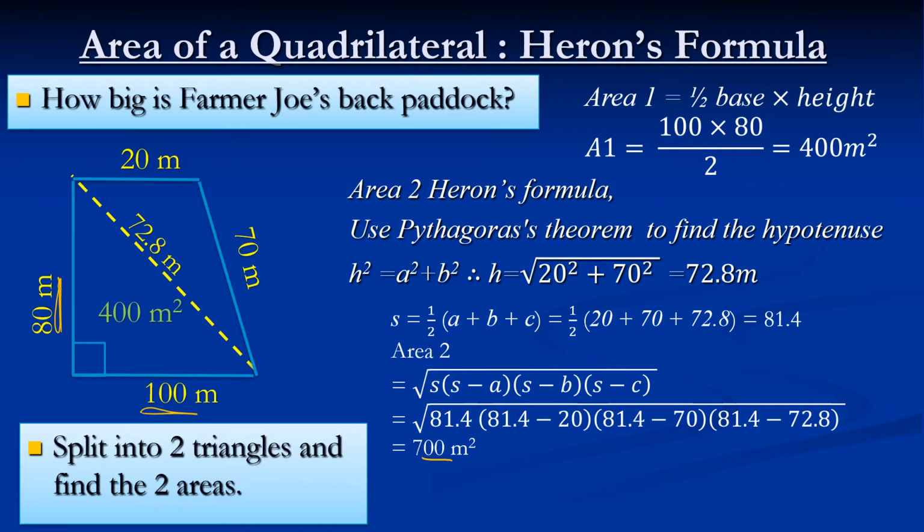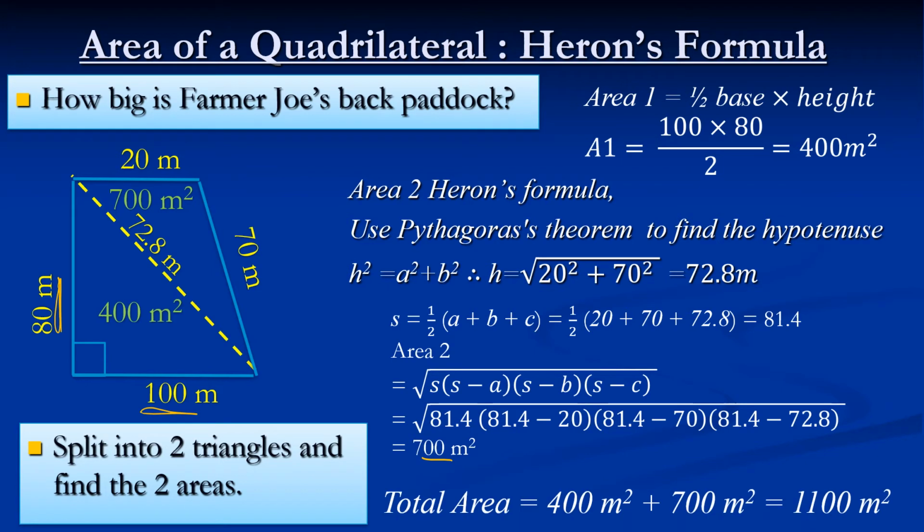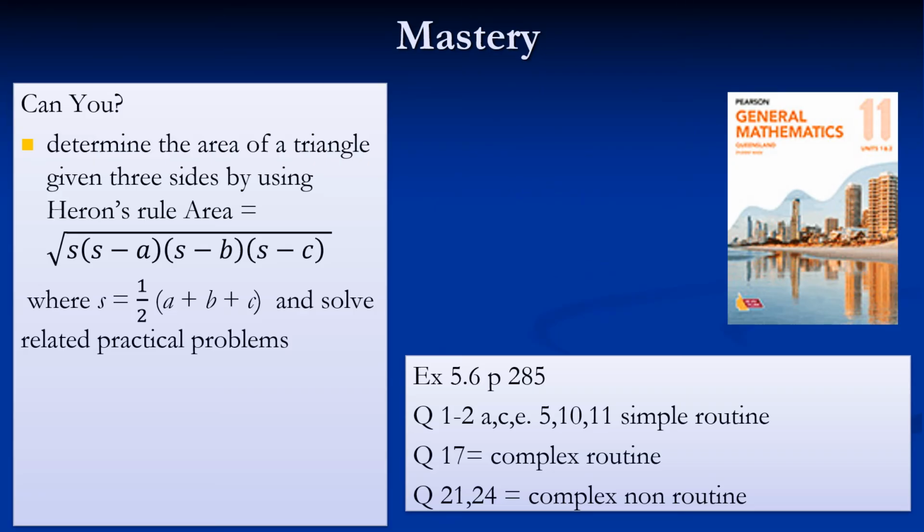Then we can just add those two areas together. The total area is 400 square meters plus 700 square meters, which is 1100 square meters. So we have been able to determine the area of a triangle and quadrilaterals as well using Heron's rule. And when you're happy with that, you can move on to the mastery questions below.